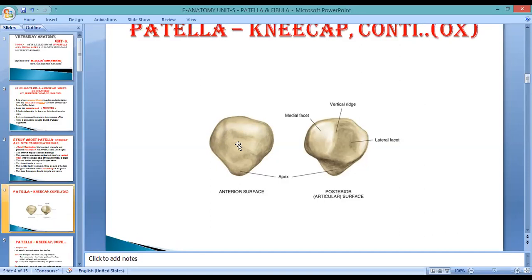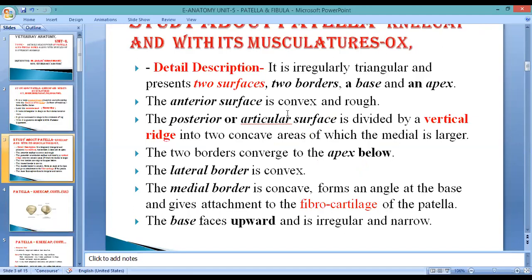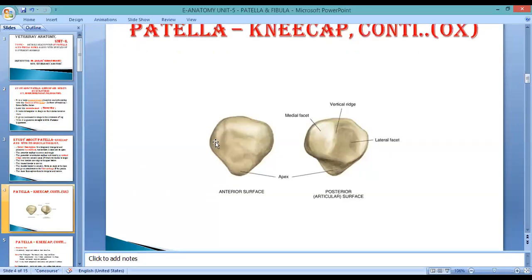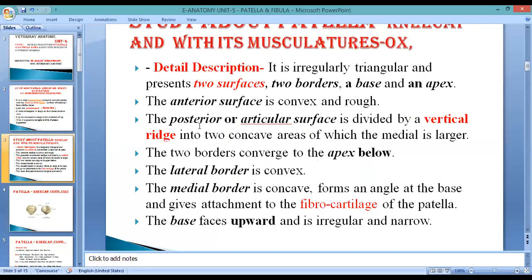So this is the anterior, from this total area from here to here is anterior, and below that is the posterior. So two borders. Next, say two surfaces and two borders. So this is the anterior surface from here to here, and this is the posterior surface. And there are two borders.